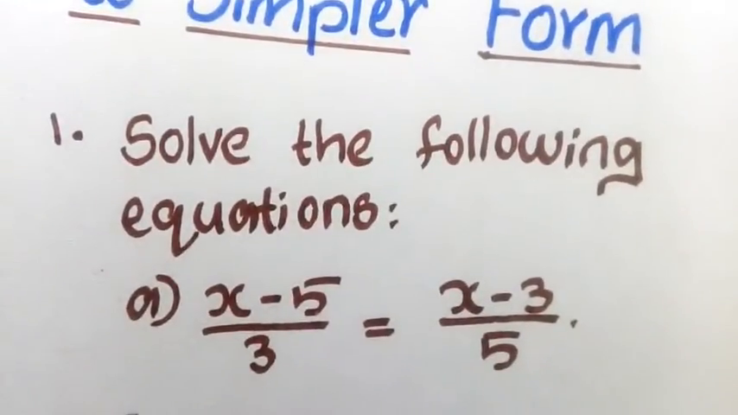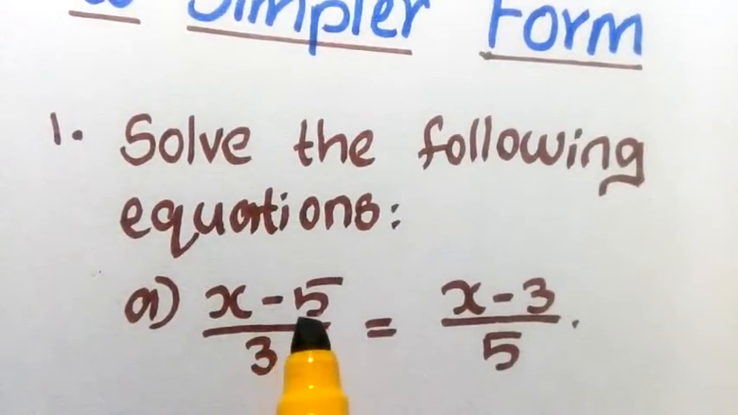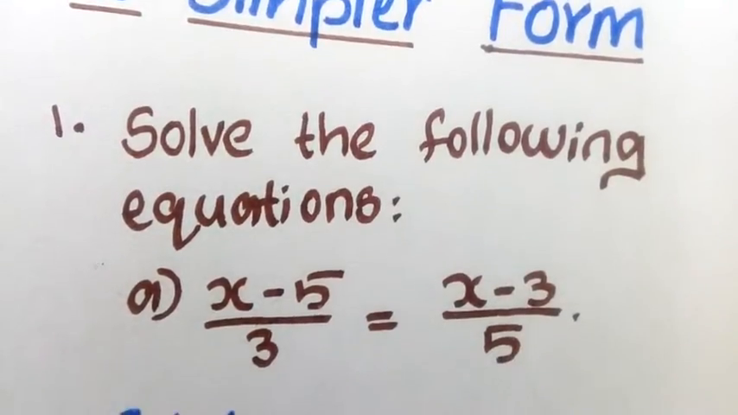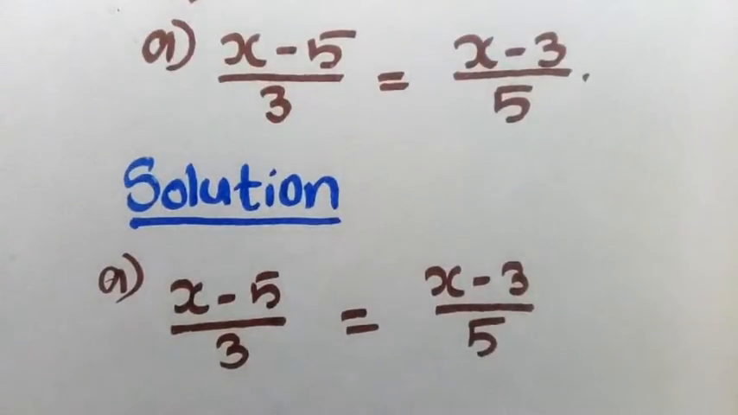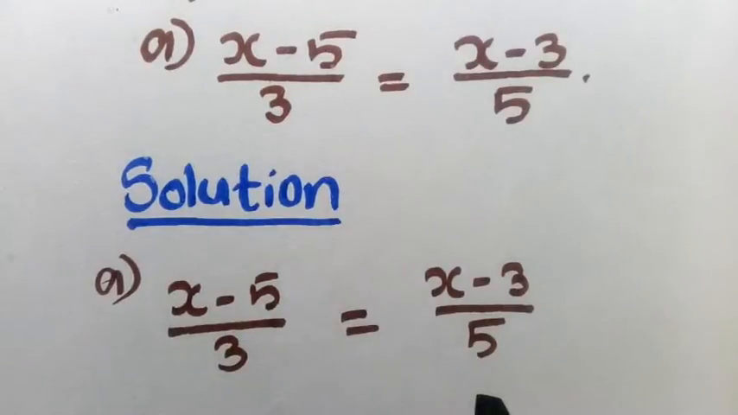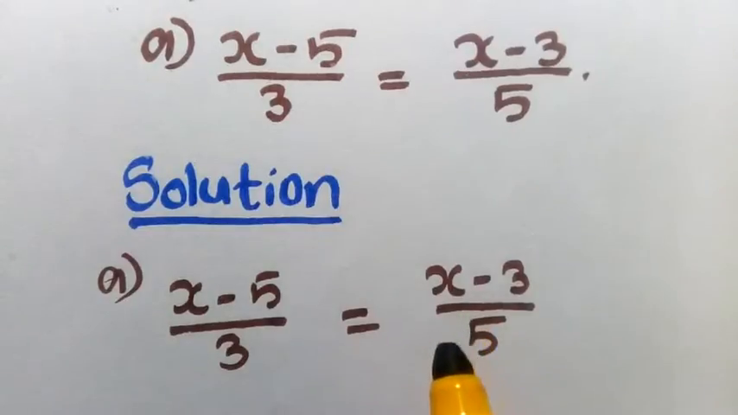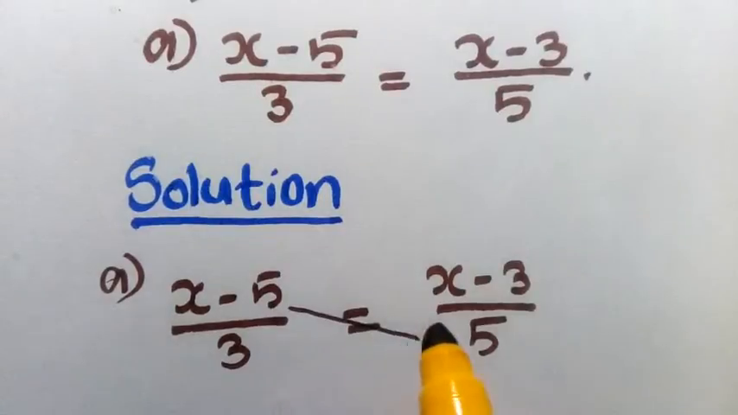Solve the following equation: (x minus 5) by 3 is equal to (x minus 3) by 5. Let us check the solution. We have (x minus 5) by 3 is equal to (x minus 3) by 5. As the equation is not in linear form, it cannot be directly solved. Therefore, first we need to simplify the given equation by the cross multiplication technique. In this technique, the numerator on both sides needs to be multiplied with the denominator on the other side.